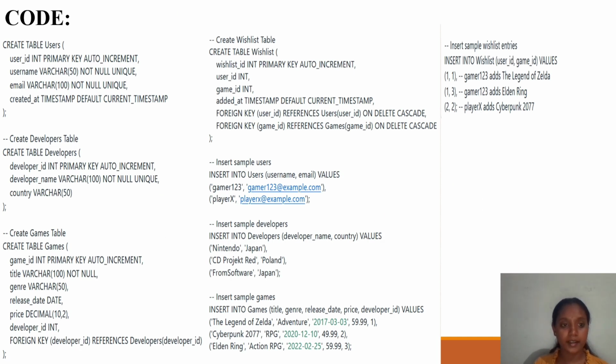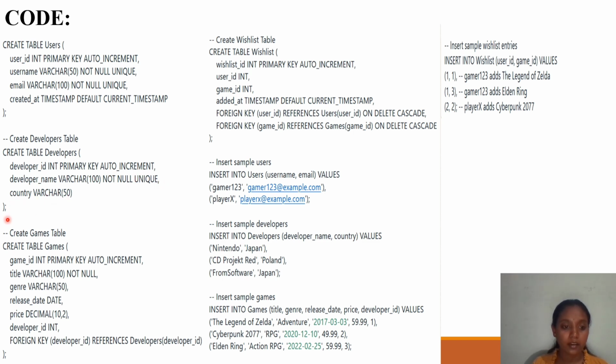Next, coming to the database. I have created a user table with user ID as primary key auto increment, username varchar not null unique, email varchar not null unique, created at timestamp default current timestamp. And I created a developers table with developer ID as primary key auto increment. Next, developer name varchar not null unique.